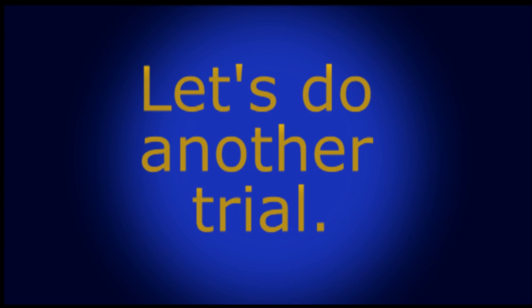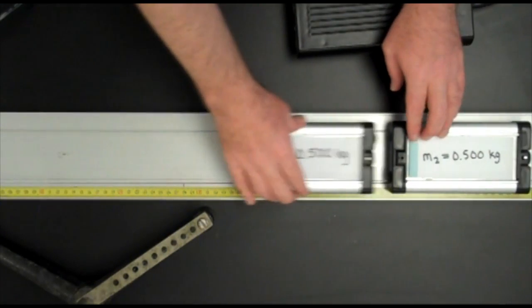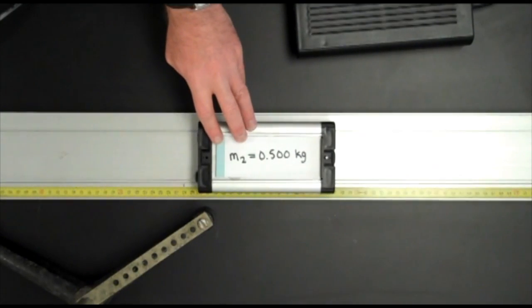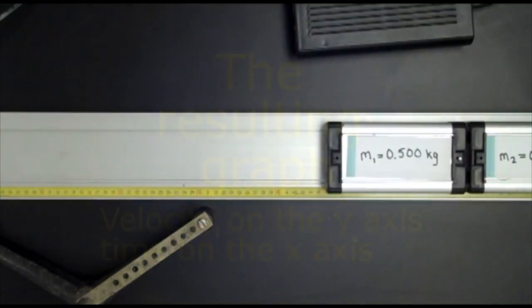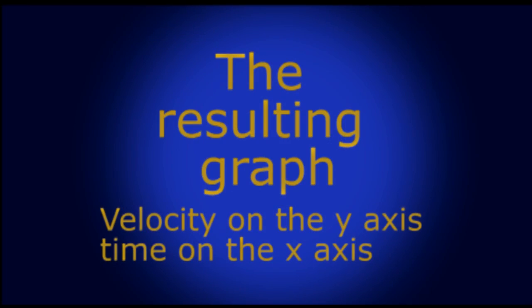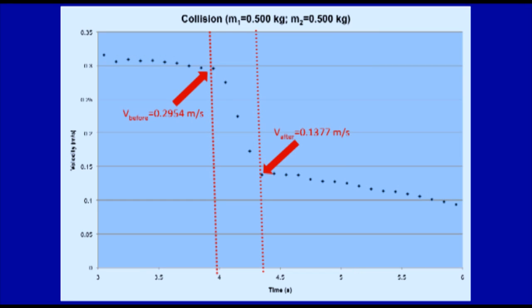The previous result was a little too good to be true. Let's try another run. Again, we will look at the velocity versus time data. As seen previously, we have the before, during, and after regions, and we select out the last before velocity and the first after velocity to use in our calculations.